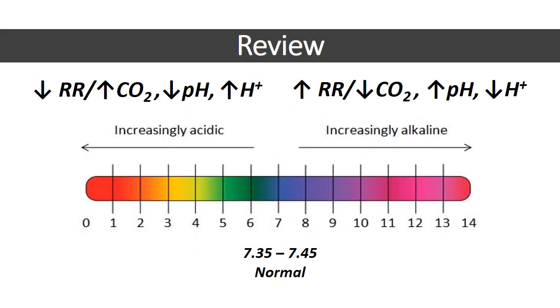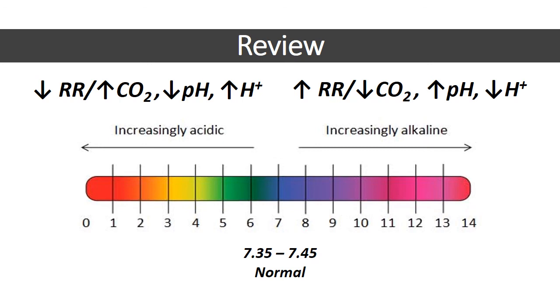Let's do a quick review. On that pH scale, the normal pH is 7.35 to 7.45. We've talked a lot about how CO2 relates to the pH scale, and our normal end tidal CO2 is 35 to 45. So again, this reinforces why CO2 relates so much to pH.